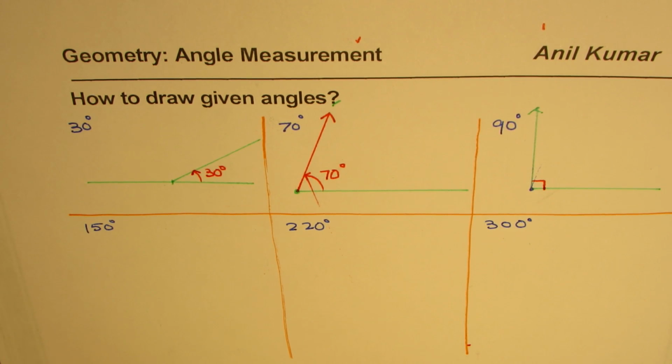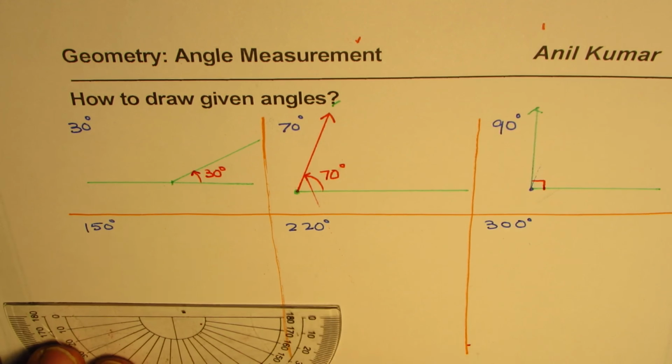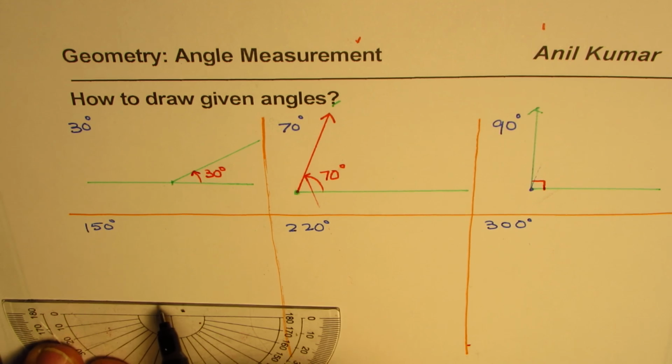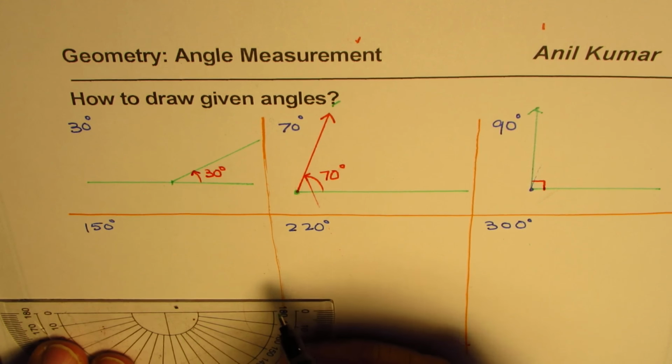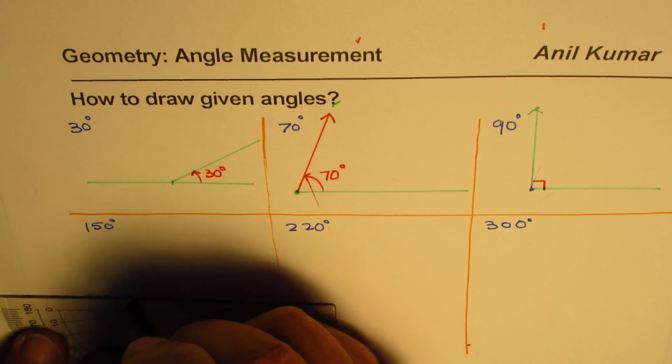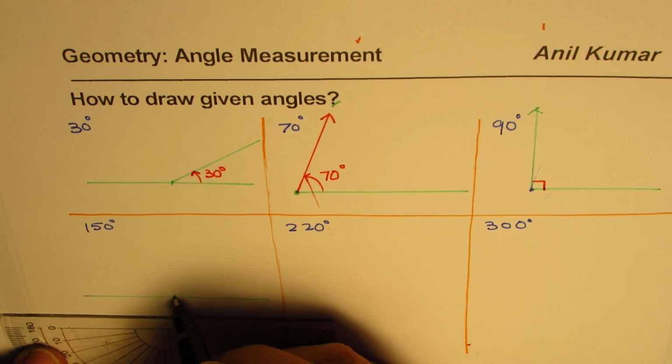Now let's get back to slightly difficult angles to draw. 150 degrees is an obtuse angle. So we expect it to be more than 90. So what I will do here is I'll kind of draw a line, of course, but take center somewhere here.